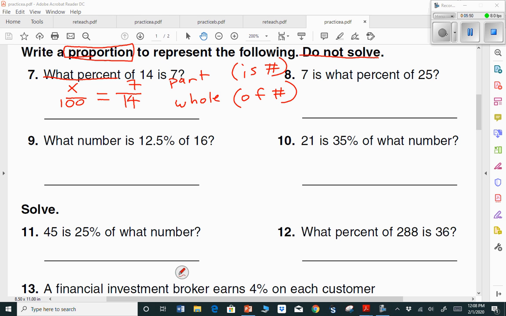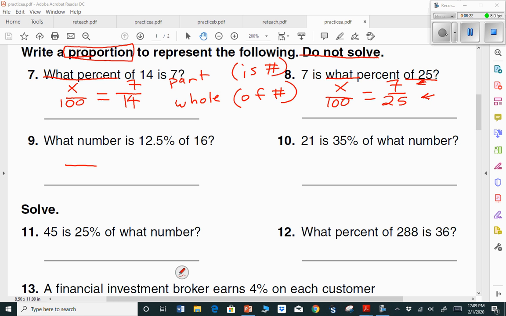Okay, number 8, fraction line, equal sign, fraction line, 100 here. Are we given the percent? No, again, it says what. So we're going to put the X here, the is number, and the of number. Well, the of number is pretty clear, 25, and the is number is 7. And again, this is the part over the whole. So that's a proportion for that situation.